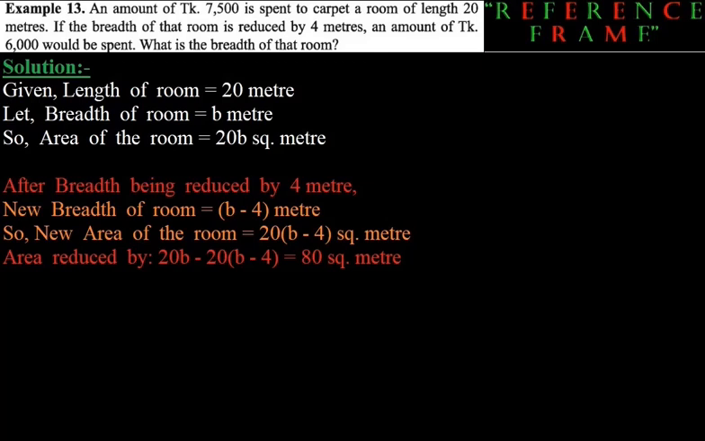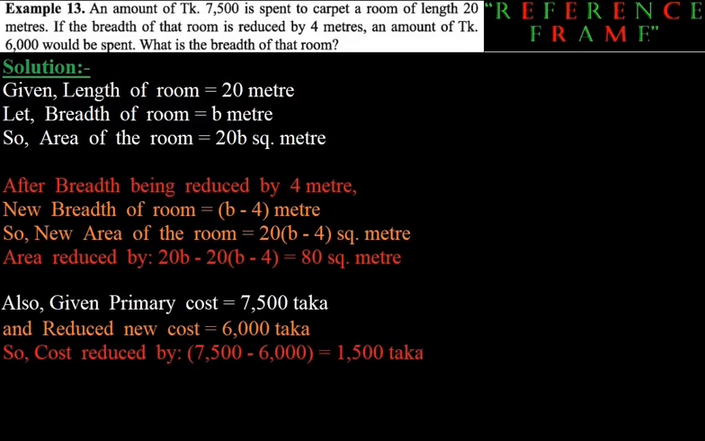Therefore the total area is reduced by, look, we have the previous area 20b and the new area 20 into b minus 4. As the area is reduced, if we subtract the new reduced area from the previous area, we're going to find the total reduction. Here we can see on the screen 20b minus 20 into b minus 4 is equal to 80 square meter. So 80 square meter is the value of the total reduced part of what? I repeat, 80 square meter is the area of the total reduced part.